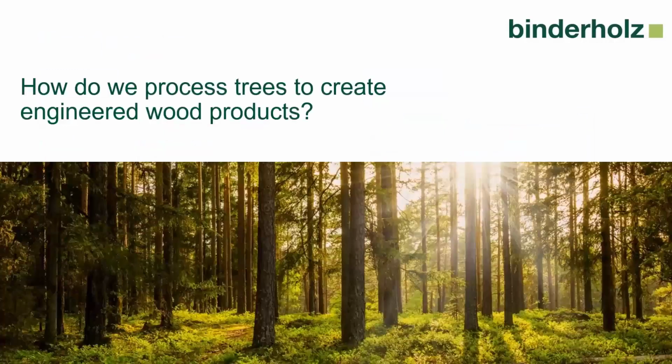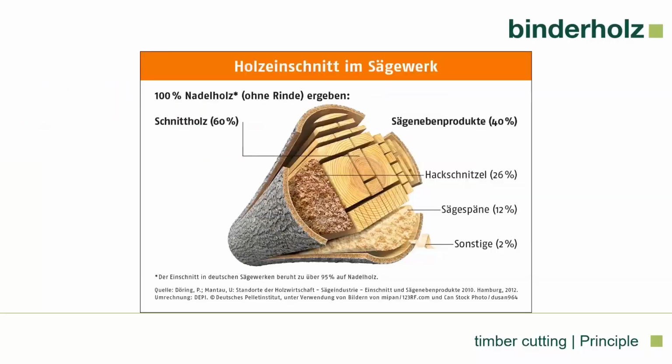Now the topic: how do we process trees? First of all, I found a nice picture of how trees get processed. I only have it in German, but I will try to translate. That's how trees are cut into different sections. Important to know is that around 60% of the tree is primary material and 30% of the tree is secondary material. That means dust and everything else.